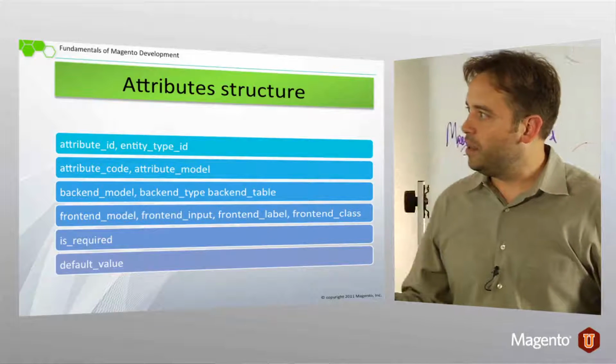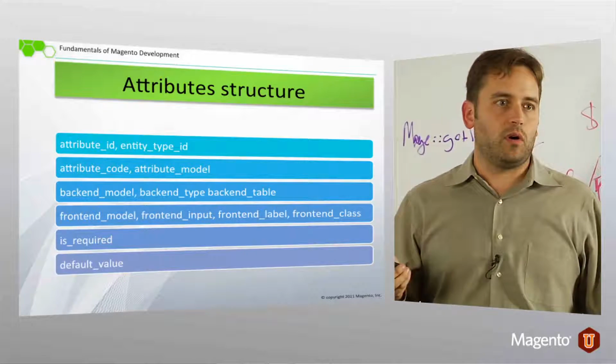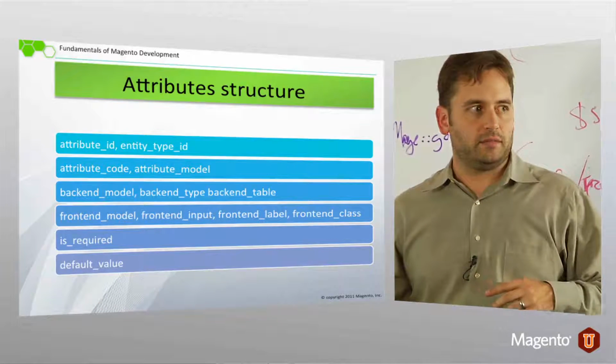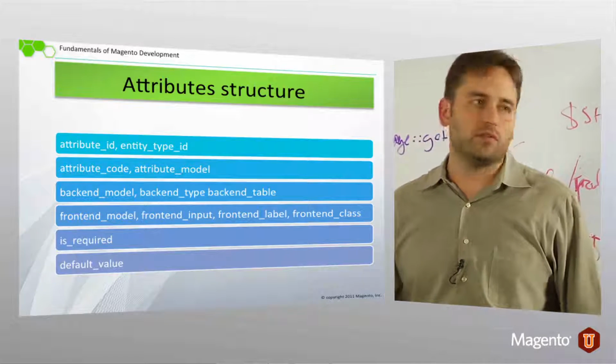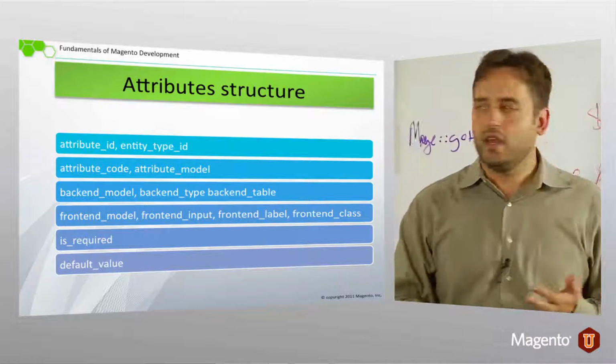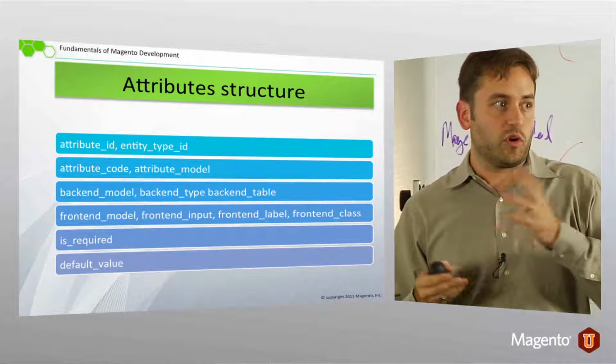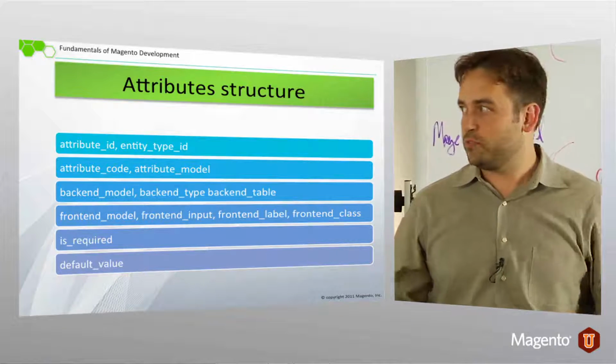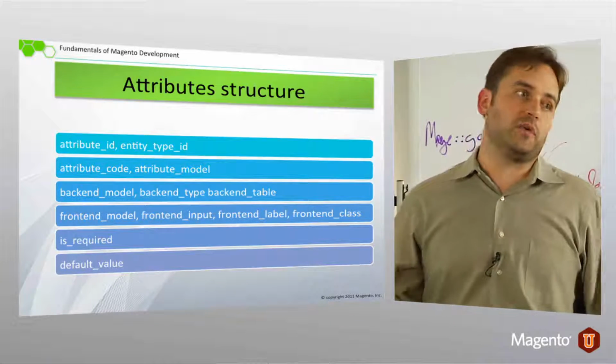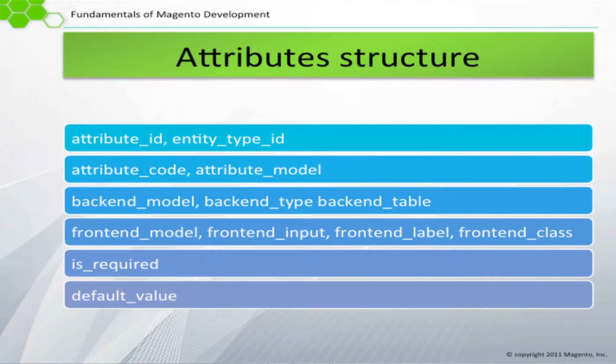Backend table would be some alternate storage table for that. By default, the varchars and integers are all handled for us, okay? If we specify a certain backend type. But we can also specify alternate backend tables. If you've ever had to deal with product image galleries, that's how that works.